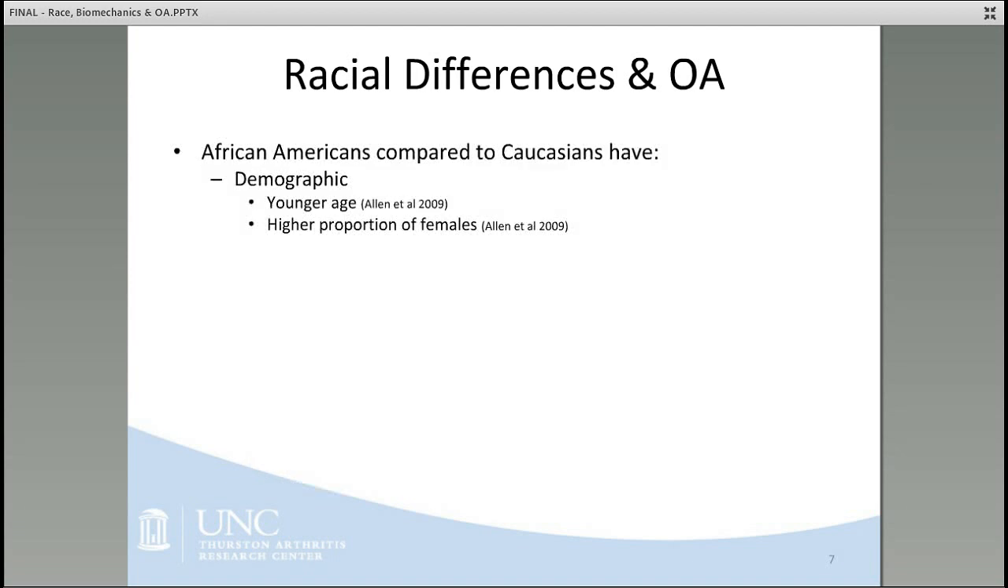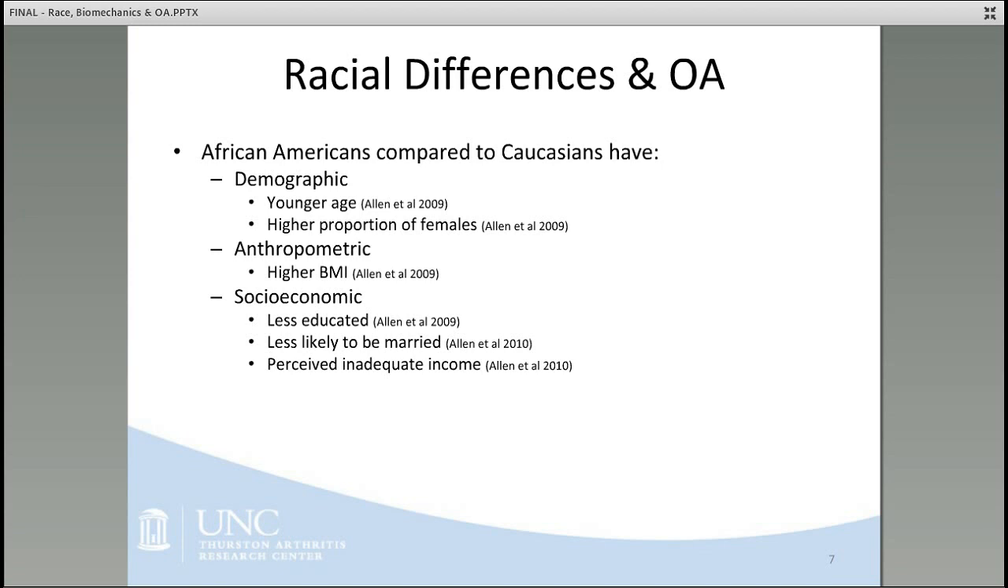Moving on, demographically, we know that African Americans tend to be younger and have a higher proportion of females with OA compared to Caucasians. They also have greater BMI when disease severity is equal. And of those with OA, African Americans tend to have a lower socioeconomic status compared to Caucasians.